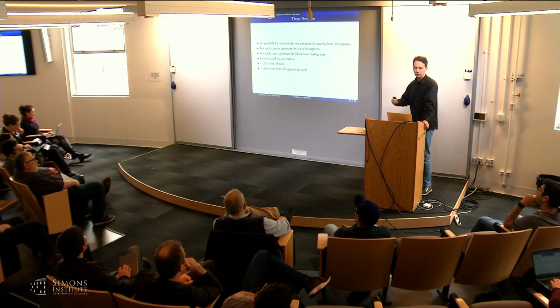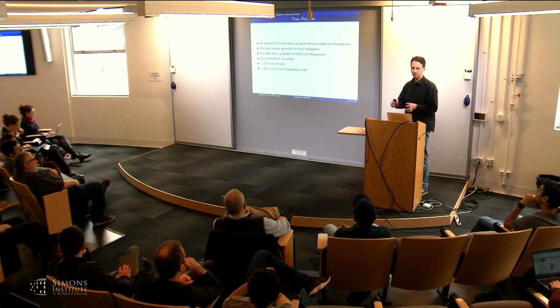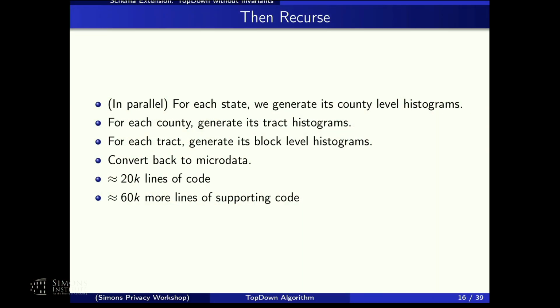All right, and then we recurse. So now that we have state-level demographics histograms, we can process them independently. So for each state, we generate its county-level measurements and then do our solves to create the county-level histograms. And then once we have the counties fixed, then we do the tracts, the block groups, the blocks. Once it's at the block level, we convert it back into microdata. So overall, this whole process takes about 20,000 lines of code, plus another 60,000 more supporting code to glue it into the rest of the system.